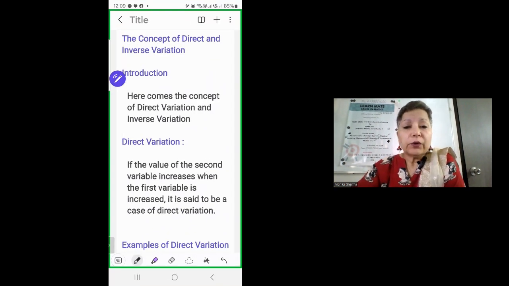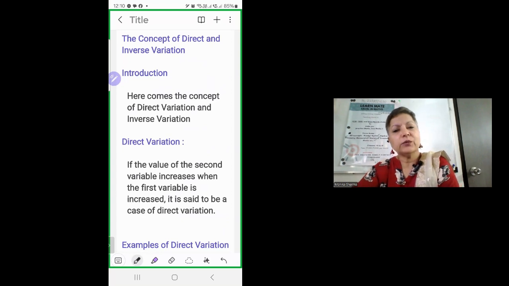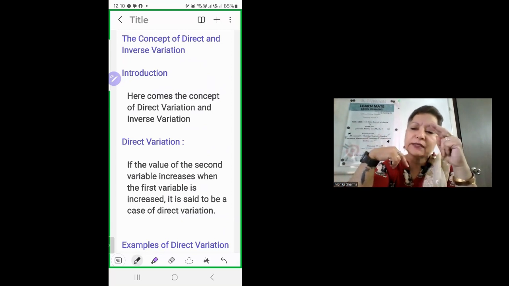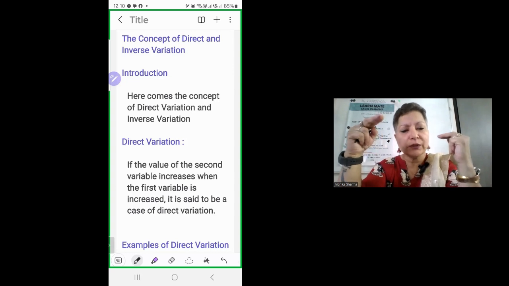Okay. So as I was telling you, the first case had two variables. One was the number of hours, and the second was the number of kilometers. So when I increase the number of hours, the journey traveled would be more, and so the number of kilometers also went more. Hours more, kilometers more. First variable increases, second variable also increases.